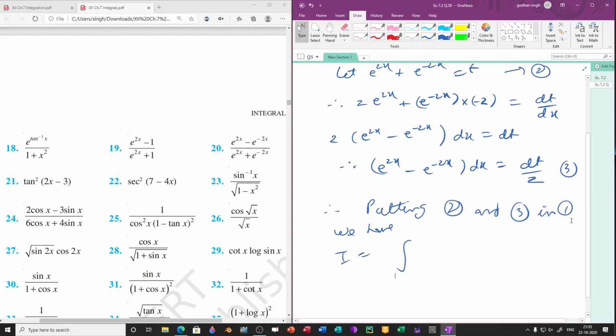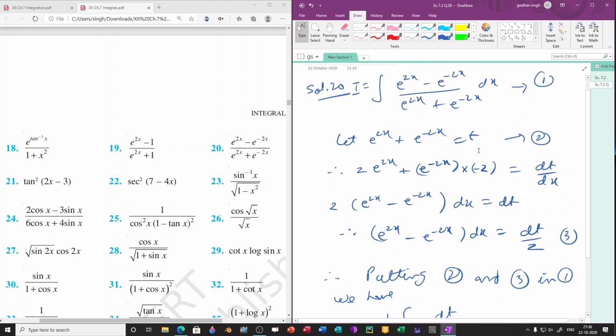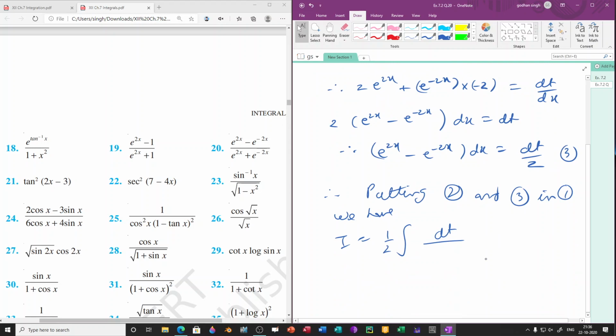So, that we can write, since 1 by 2 is a constant, we can take it out of the integral. So, here we can write dt, and when we substitute this 2 in 1, e raised to 2x plus e raised to minus 2x, what we will be getting is 1 by t. So, integration of 1 by t we know is equal to log t. Therefore, I equal to half log modulus t plus c.